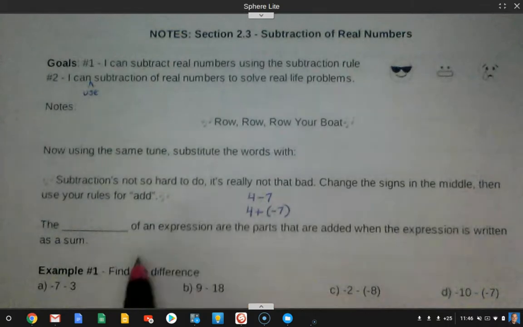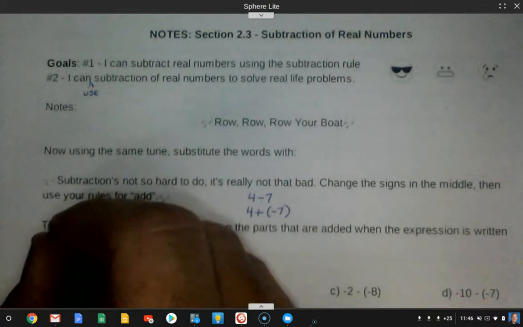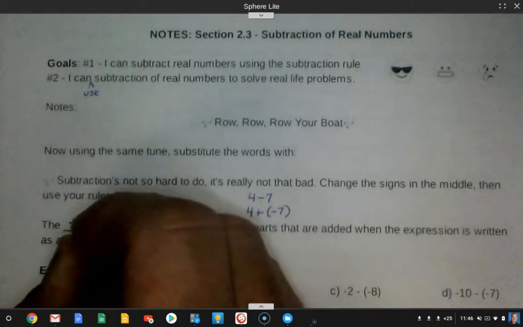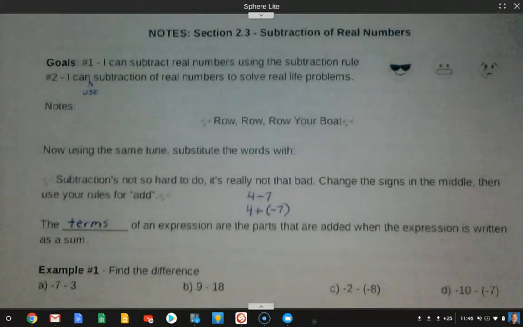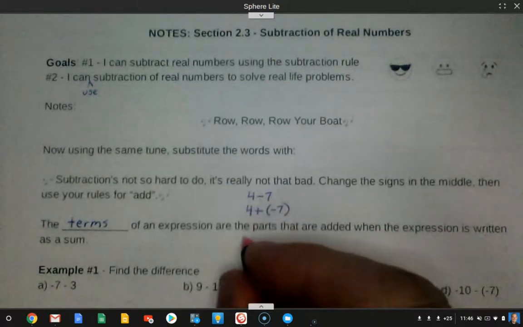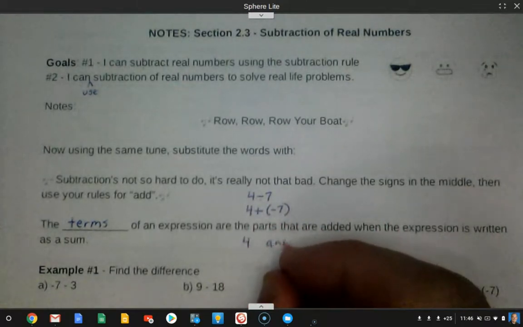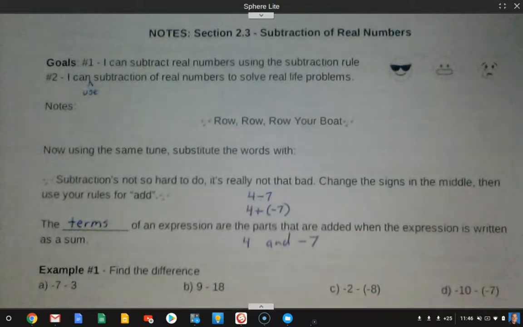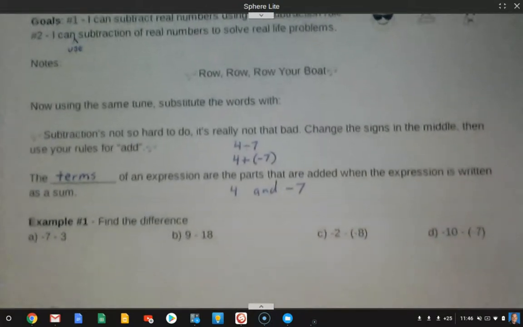We also have to know this right here. The terms of an expression are the parts that are added when the expression is written as a sum. So my terms in this above case would be 4 and negative 7. All right, let's do a couple of examples.